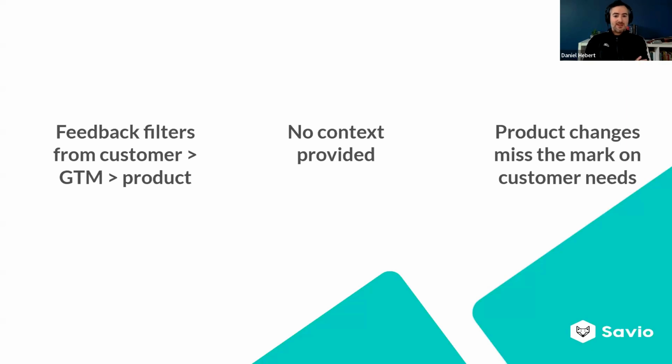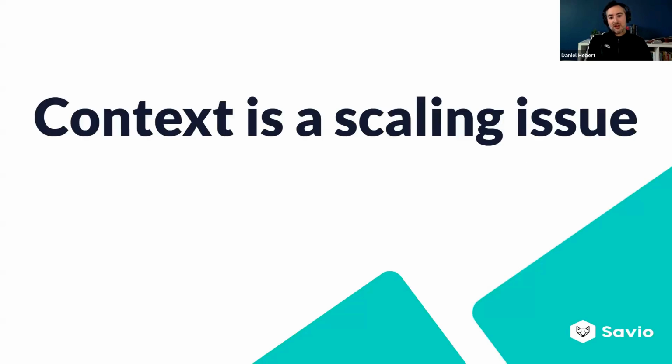Oftentimes the go-to-market teams are not trained the same way as product teams, so they don't understand how important this context can be. And really, what happens is that context is a scaling issue. And I have plenty of examples of this, and I'm sure, Kareem, you have plenty of examples of this as well.